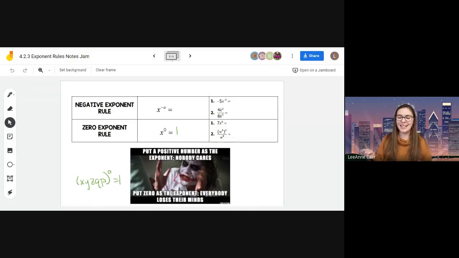Okay? And if you were in class, this is where I would have you awkwardly repeat after me. Anything to the 0 power is 1. Anything to the 0 power is 1. Because it's one of those weird rules that we don't come across very often in life, but when we do, we need to know it. So I can 100% promise you that this will be on your quiz on Friday. So if you need to highlight that, star it, whatever we need to do.